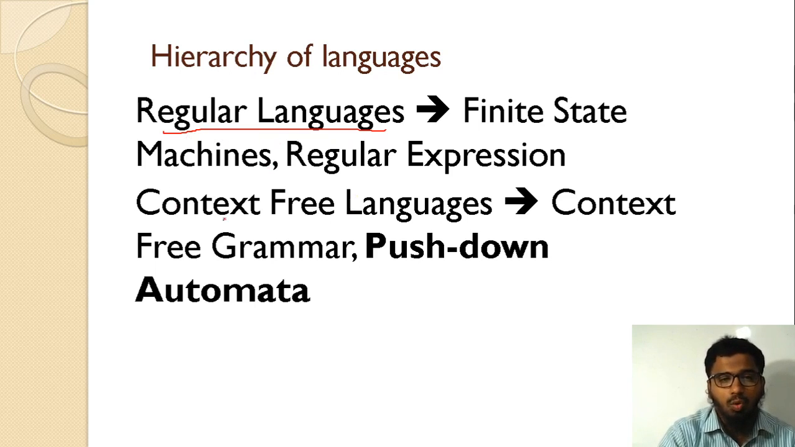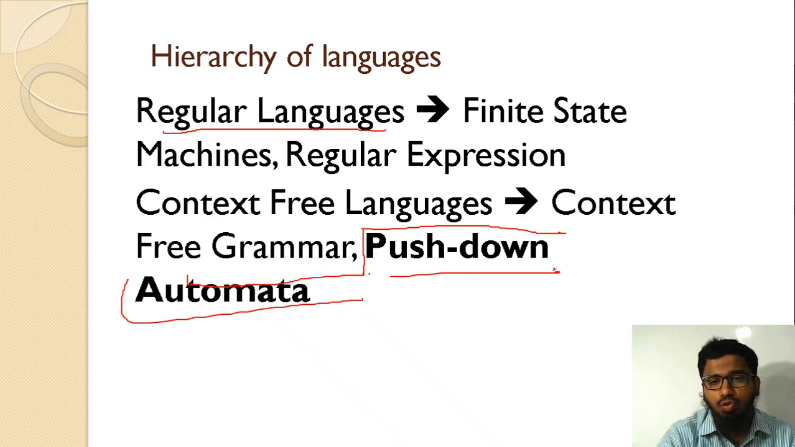So, this is a thing. Now we will focus more on this. Already we have studied all the other things. So, this PushDown automata we are going to study now. Fine. So, this is a hierarchy of languages. If we have the regular language, then we will do the finite state machine and regular expression. If we have the context free language, then we will do context free grammar and PushDown automata.